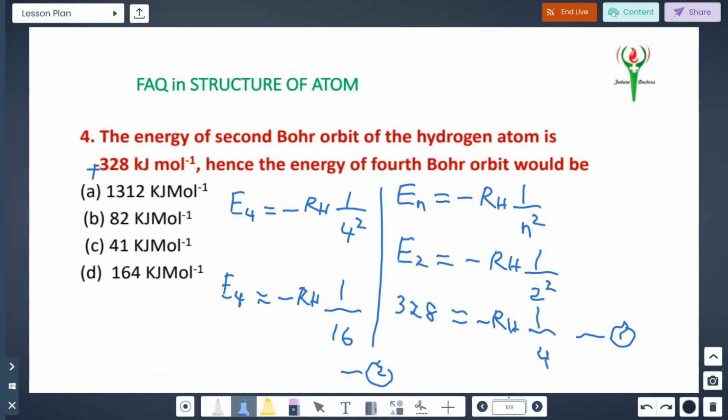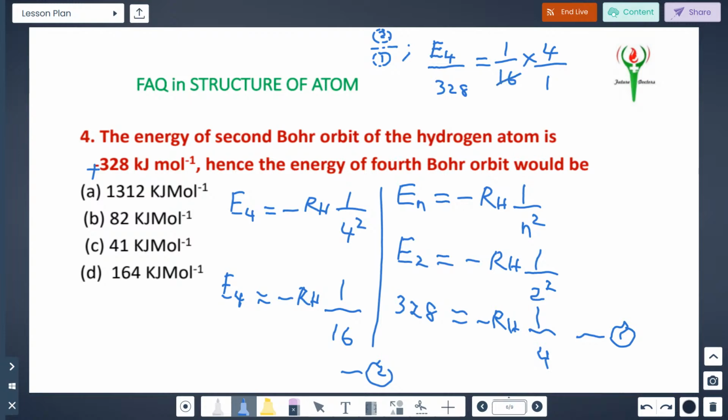You just divide equation number 2 by 1. So here E4 by 328 is equal to, on the right hand side, 1 by 16 divided by 1 by 4. That means we can write 4 by 16. Can you write like this? Understood? Now if you simplify, you know how to simplify here.